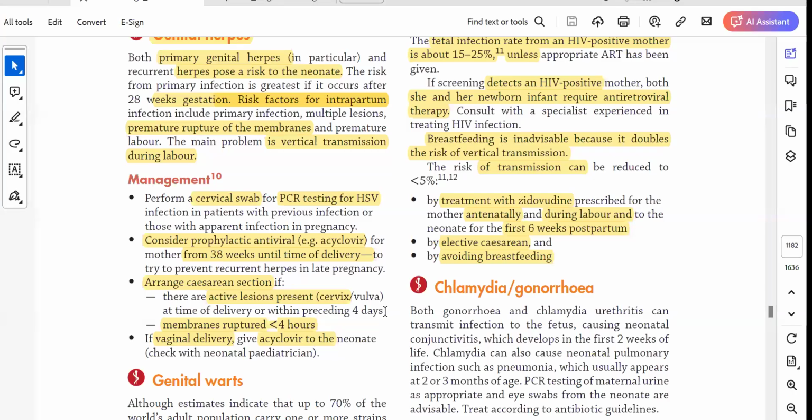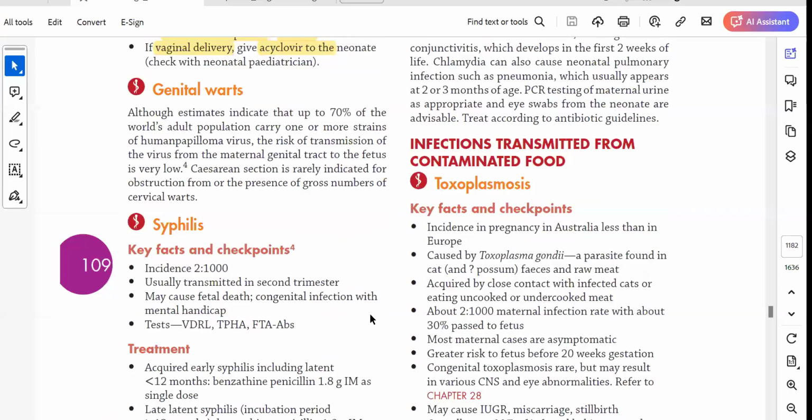All right, so step-by-step management. If a patient has features of herpes, first you do a cervical swab and send it for PCR. If it is infected, prophylactic antiviral from 38 weeks until delivery. C-section if there is active lesion or premature rupture of membrane. If vaginal delivery, then the neonate will get the antiviral. Okay.